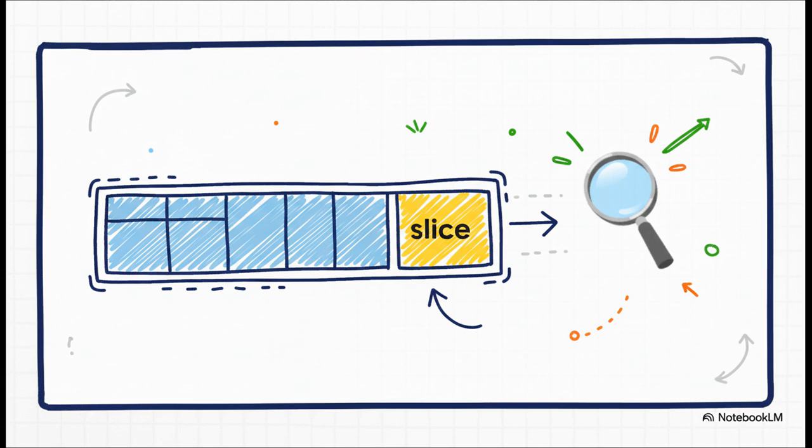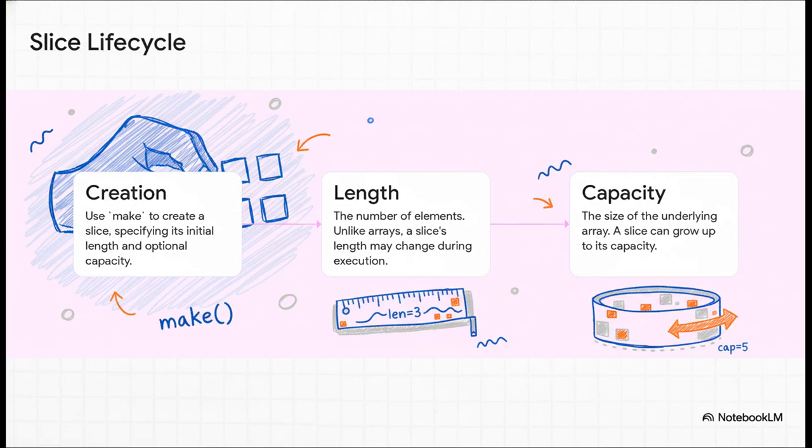This header contains just 3 things: a pointer to the start of the data in that array, the length of the slice, and the capacity of that underlying array. So how does this all play out in practice? Let's break it down. First, we use the make function to create a slice, giving it an initial length and capacity. Then, we use the built-in append function to add new elements, which increases the length.